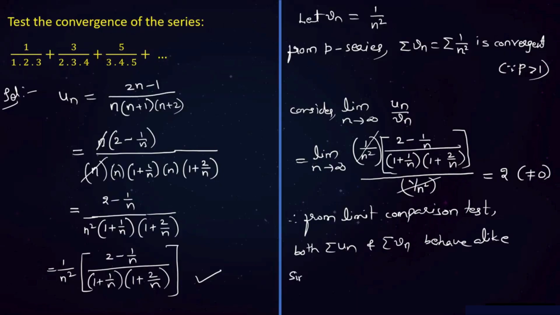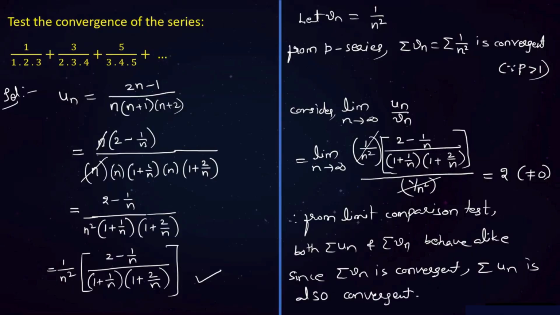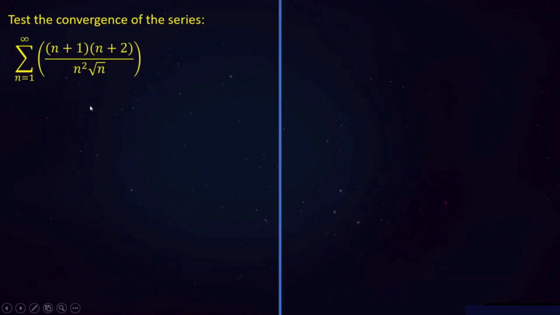Since summation vn is convergent, summation un is also convergent. Right? So like this, by taking the limit, we need to identify whether the given series is convergent or not using limit comparison test. Now let me just give you one more example so that you will understand the things very easily. Look at this question.